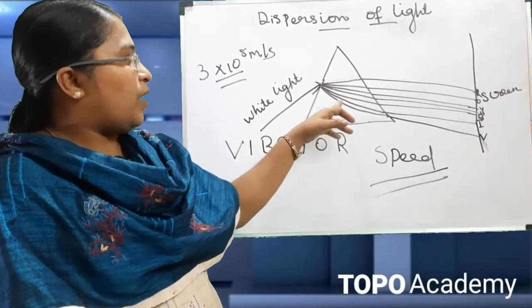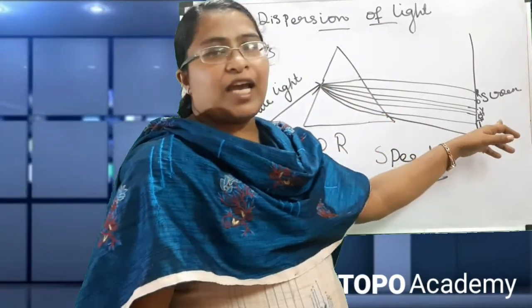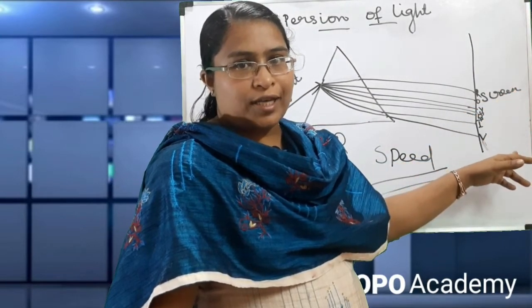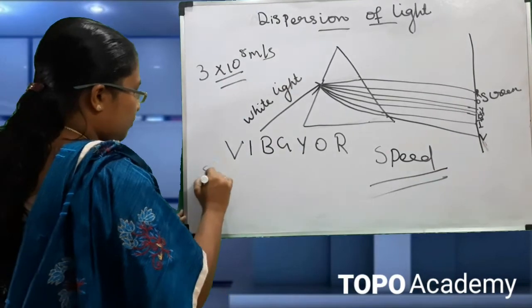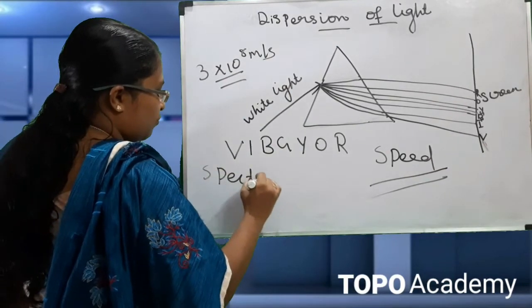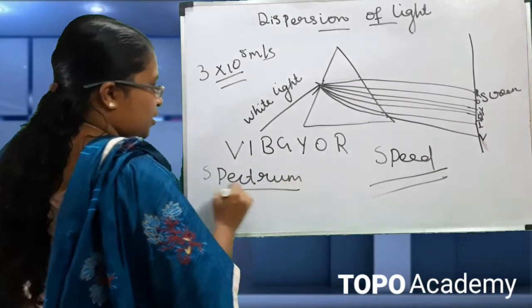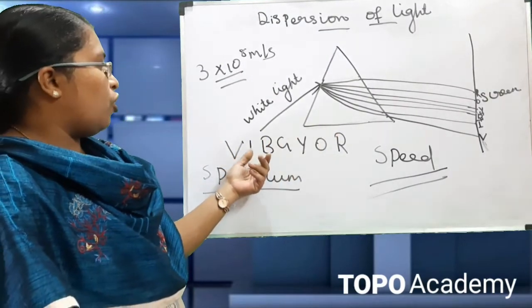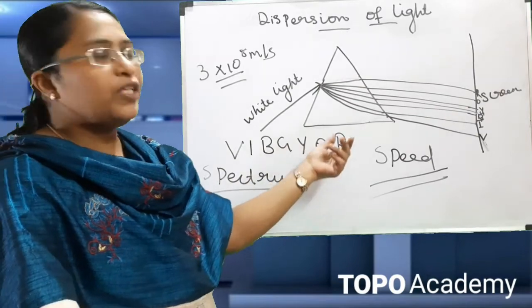So when light is passed into the glass prism, what will we get? We will get a spectrum. The 7 colors that form on the screen are known as the spectrum. This is the spectrum. The spectrum consists of 7 colors: violet, indigo, blue, green, yellow, orange and red.